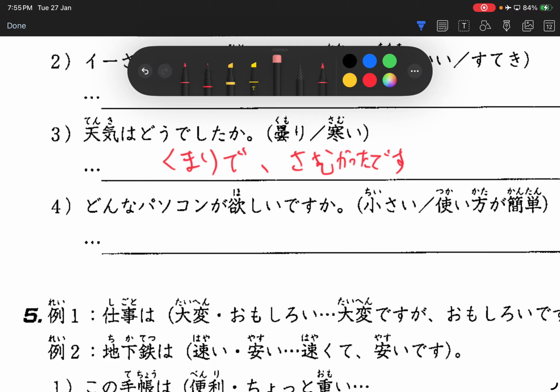How about the other way around? We want to use 使い方が簡単 at the start. Anybody want to try? Yes, Jasmine. You want to try? Who else want to try? Me, I try.